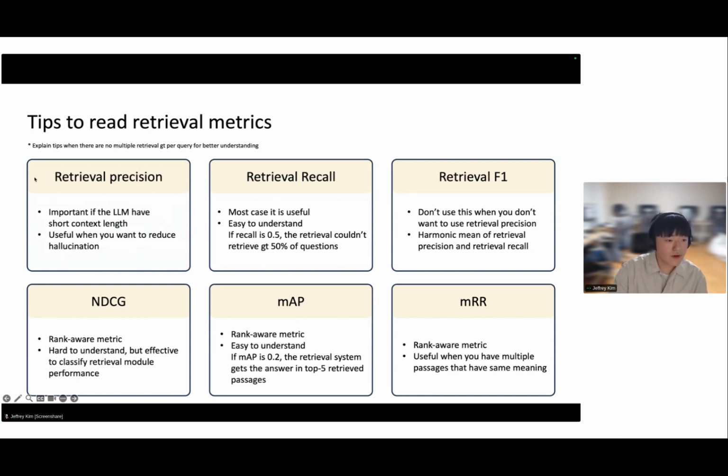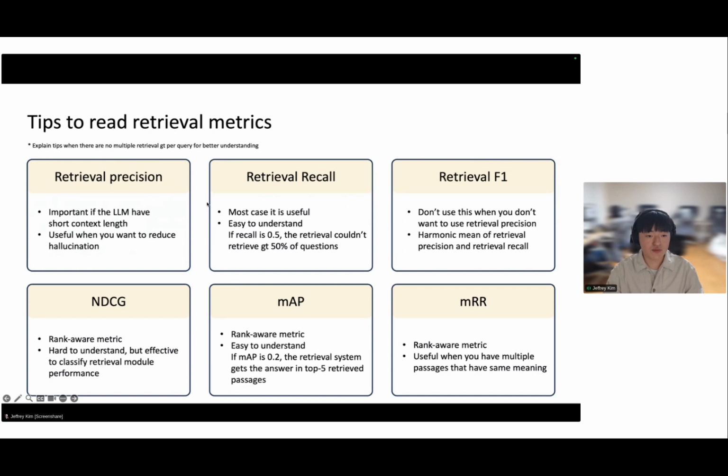So the first is retrieval precision. Retrieval precision is important if the LLM has a short context length, like 4K or 8K context length. It can be useful and important. But when you use a long context length LLM like Mistral or GPT-4 Turbo, I do not recommend using it. And retrieval precision is useful when you want to reduce RAG system hallucination dramatically.